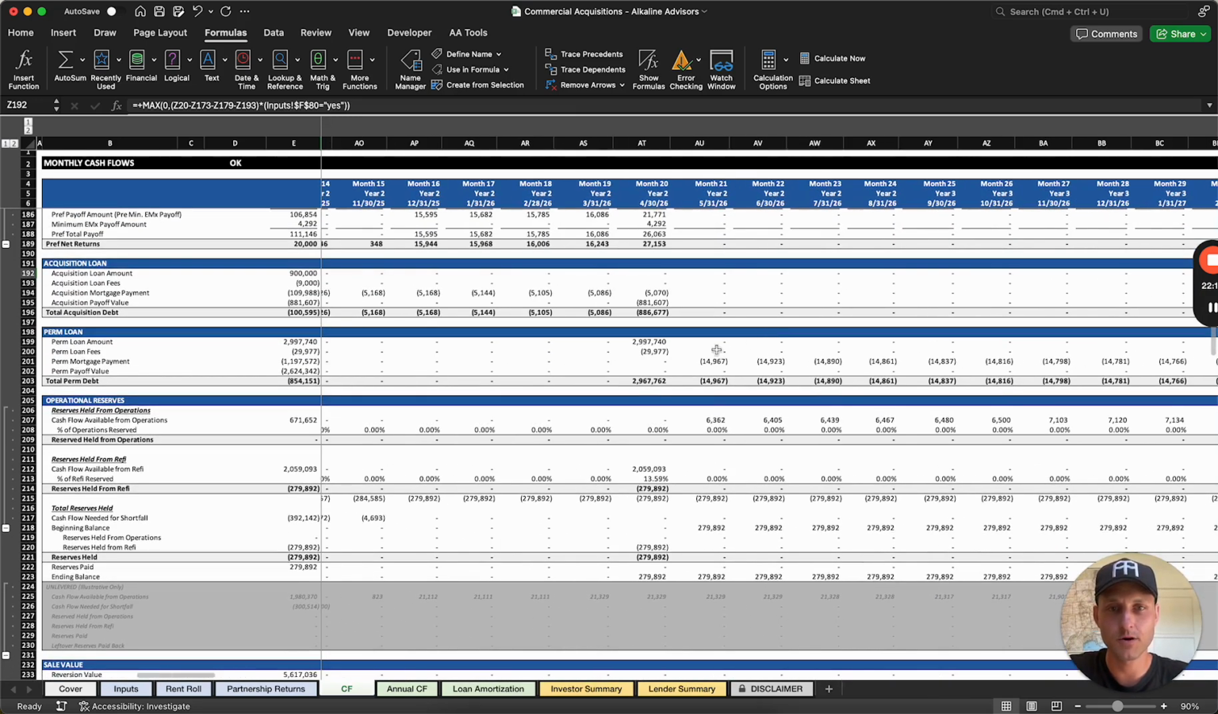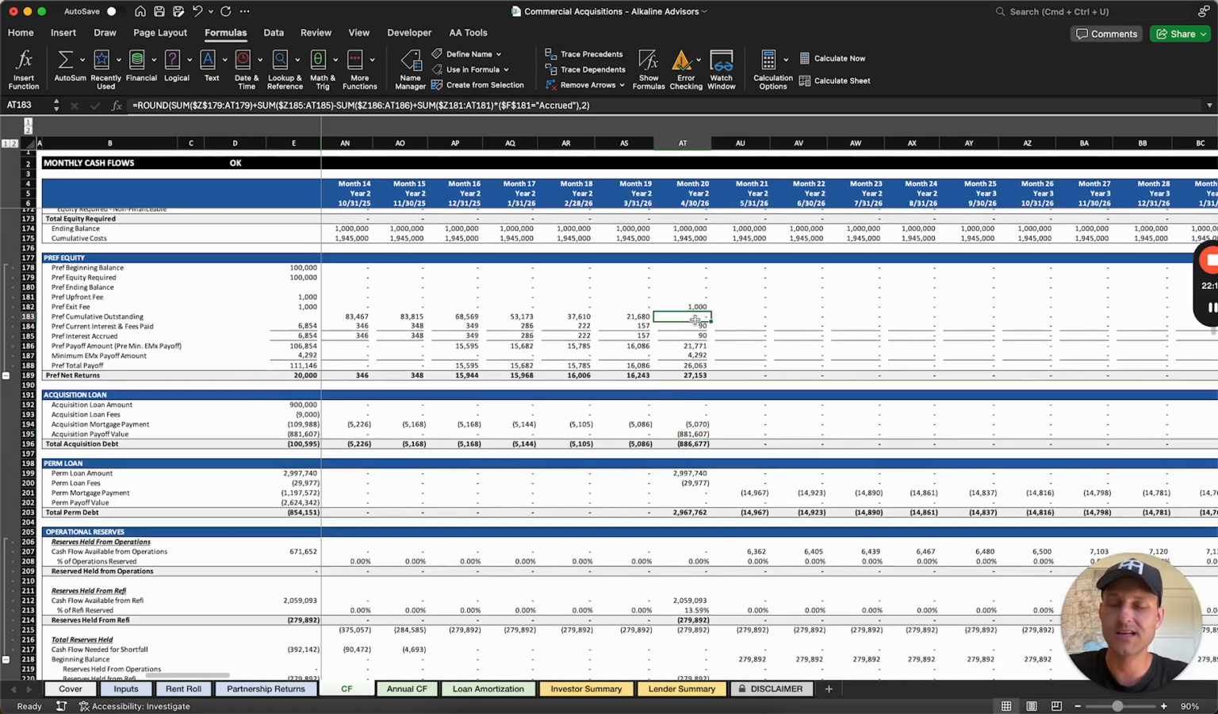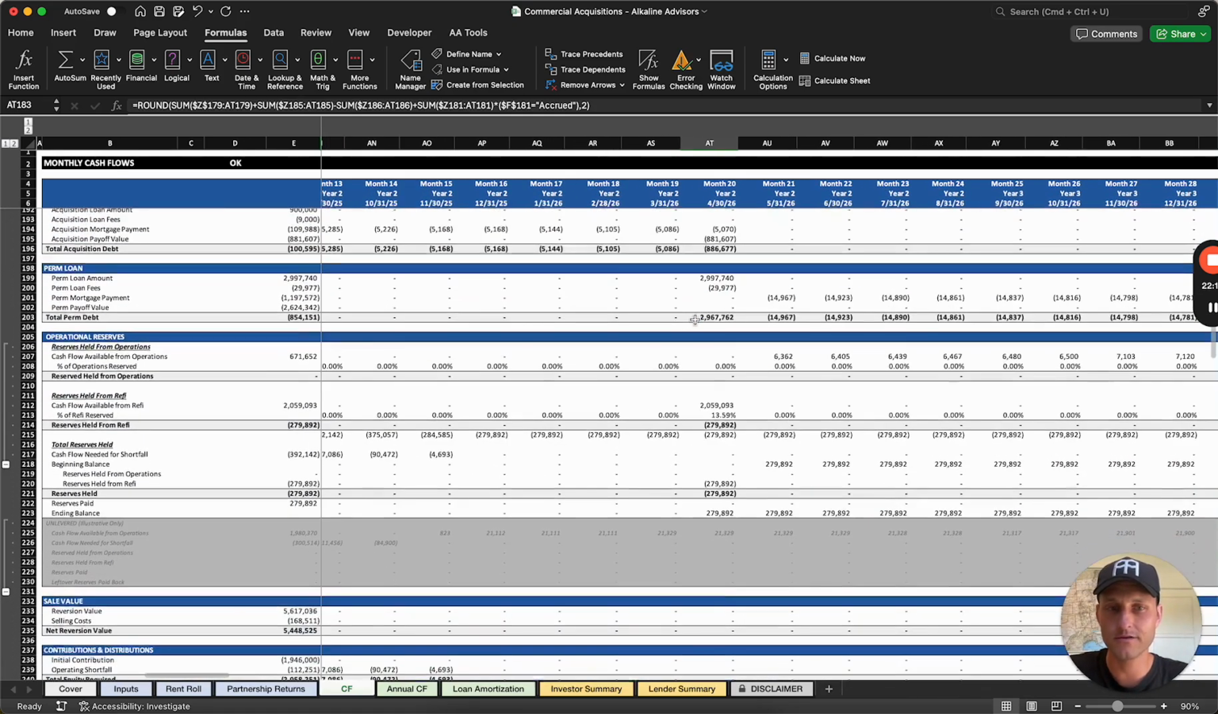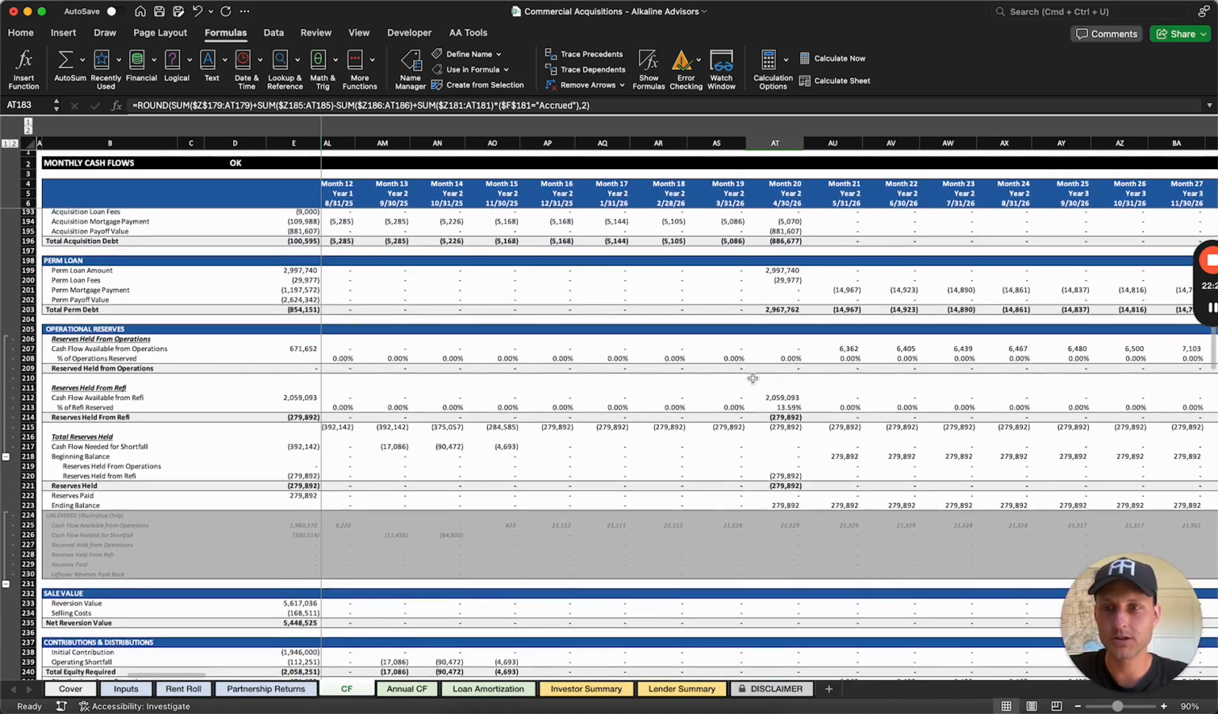And in this case, the perm loan comes online in month 20 where we're paying off the acquisition loan and anything outstanding with the pref equity if we can afford to pay that off. Then we have the operational reserve section. So this is just kind of where we calculate all the operational reserves.